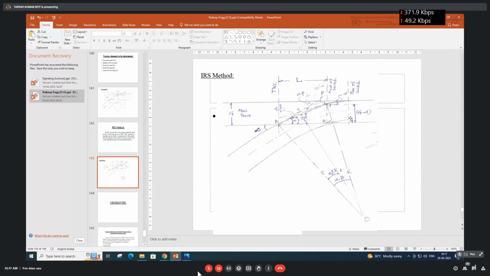Now what we have to do is find out the different elements, particularly for this type of IRS method. In case of IRS method, what are the different things we have to find out? Only the lead of crossing. We have to write it down.